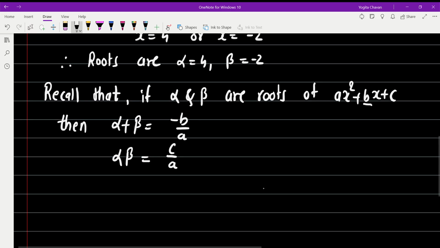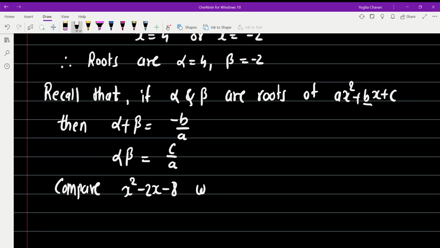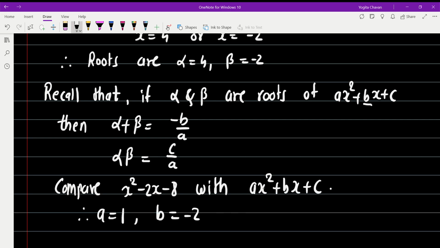Now compare our polynomial x square minus 2x minus 8 with ax square plus bx plus c. Therefore a is equal to 1, b is equal to minus 2 and c is equal to the constant term minus 8.